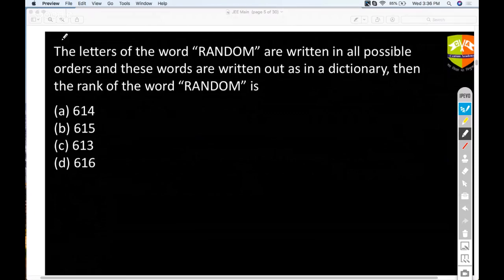Again, a simple one. Question number 5. The letters of the word random are written in all possible orders, and these words are written out as in a dictionary. Find the rank of the word random. Again, should not take you more than 30 seconds.